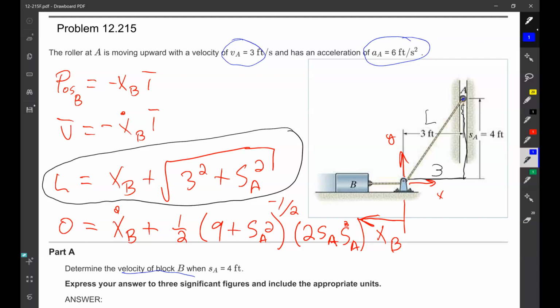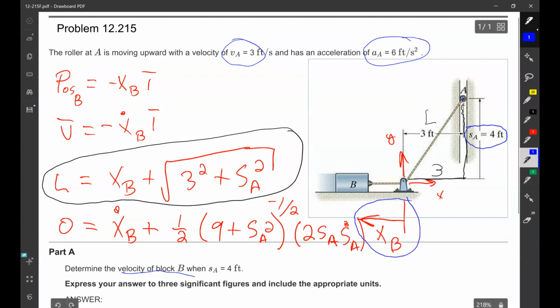Okay, the first step to do a rope problem is to determine what's moving, and then you label a variable for it. So A is moving, and so we label a variable for the position of A. B is also moving, and so we find a measurement for that one. We have a variable for that. So we have 2 variables, SA and XB.